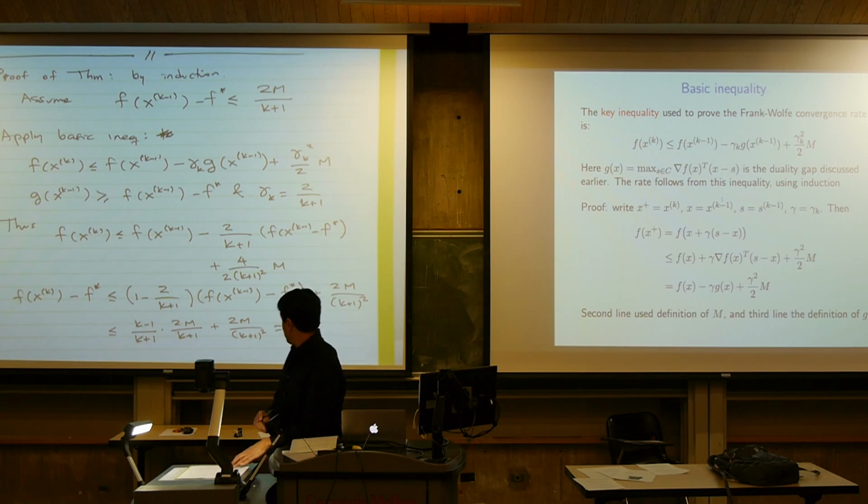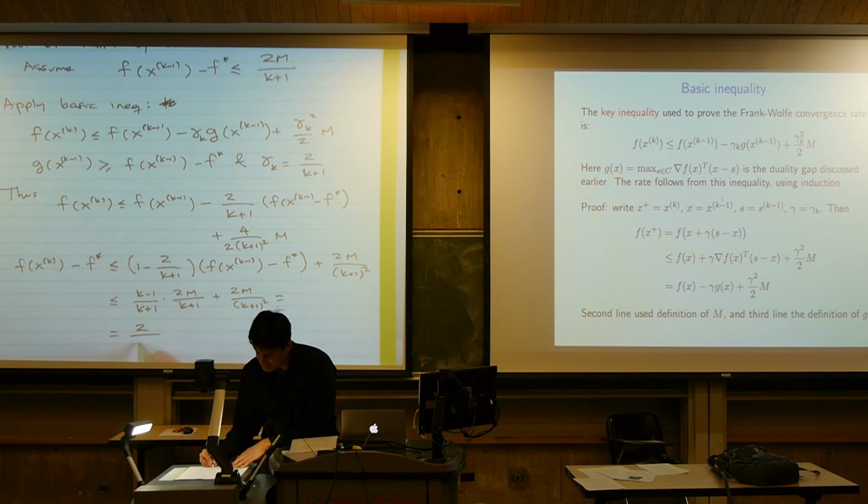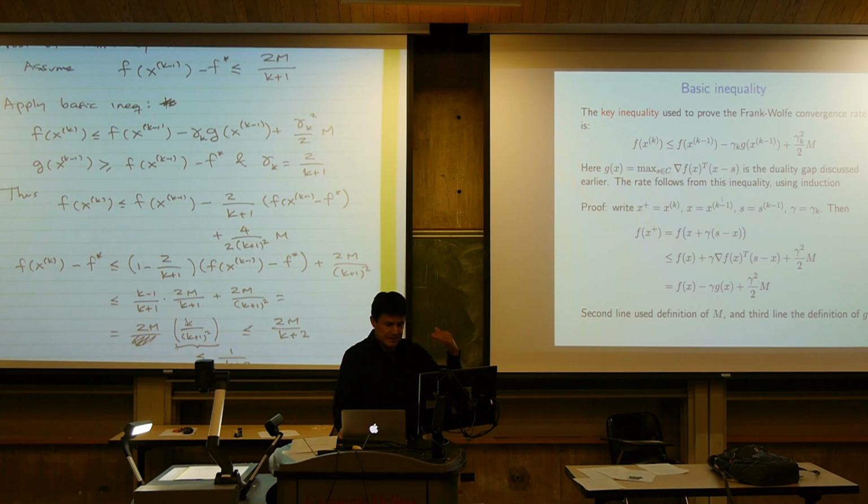So if you now factor 2m, I get k over (k plus 1) squared. And this is easy to see, this is less than or equal to 1 over k plus 2. Okay, so then we get that everything is less than or equal to 2m over k plus 2. So that is the proof of the theorem, modulo having the basic inequality.